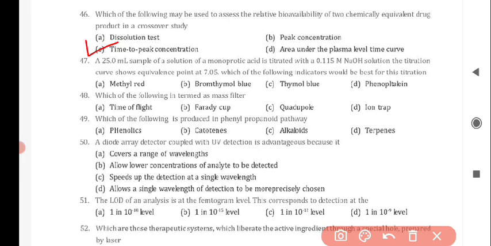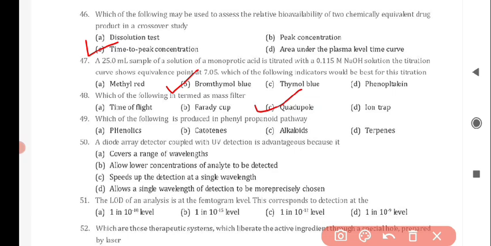Next question is, a 25 ml sample of a solution of a monoprotic acid is titrated with a 0.115 molar NaOH solution. The titration curve shows equivalence point at 7.05. Which of the following indicators would be best for this titration? And the correct answer is option B, bromothymol blue. Next question is, which of the following is termed as mass filter? And the correct answer is option C, quadrupole.